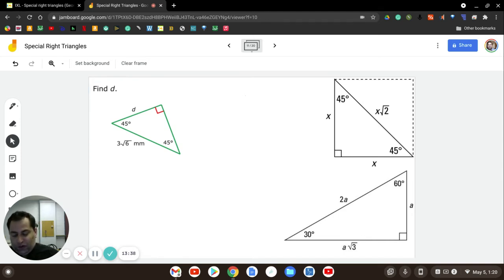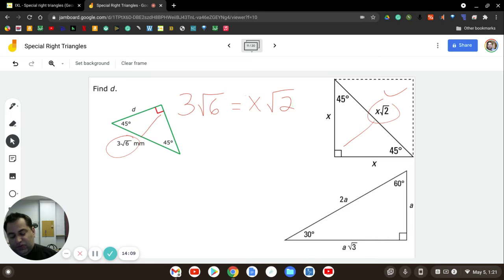All right, I have a 45, 45, 90 triangle. So we have this triangle right here. I know that opposite the 90-degree angle, I have 3 square root of 6. Opposite the 90-degree angle, I have x square root of 2. So I know 3 square root of 6 is in x square root of 2's spot. So they can say they're equal to one another. So 3 square root of 6 equals x square root of 2.